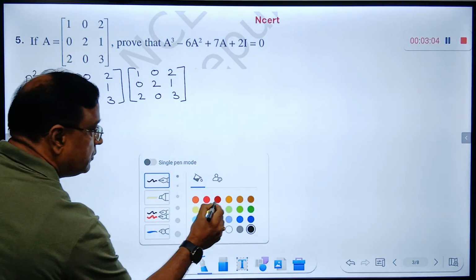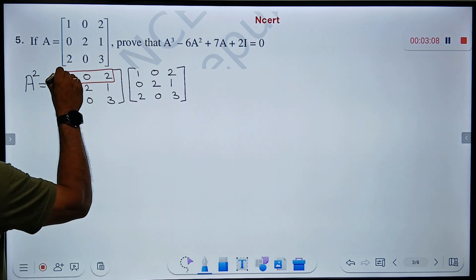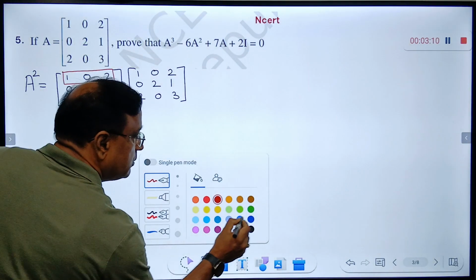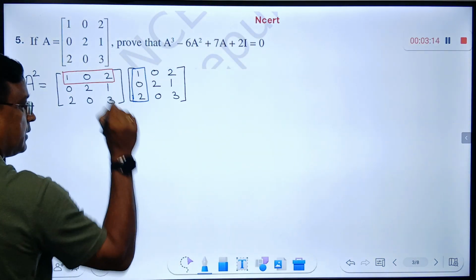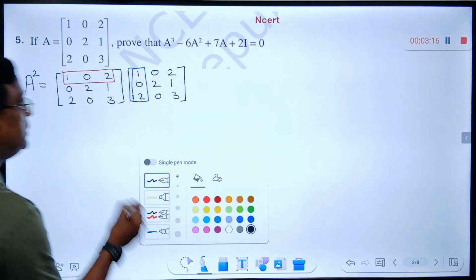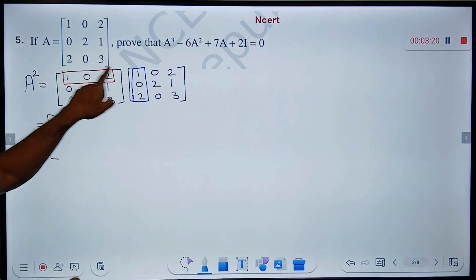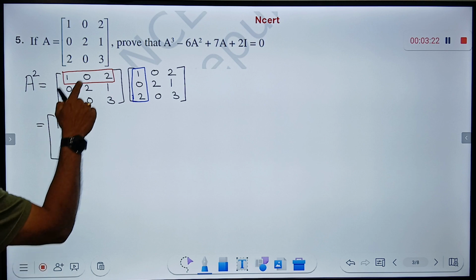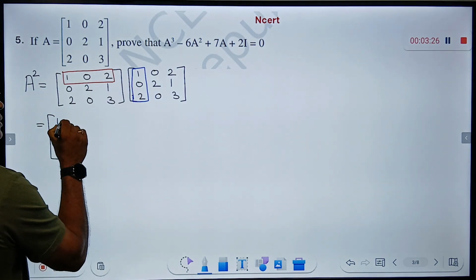As usual, I'll use this. It helps me, and you don't have to do it in the exam. This is just for our understanding. Okay, let's see how to do it. First row, first column. How do you multiply? 1 into 1 is 1. 0 into 0 is 0, so I'm not writing it. 2 into 2 is 4.